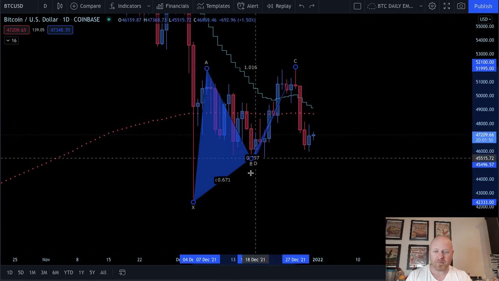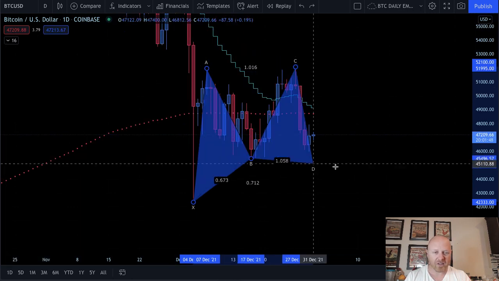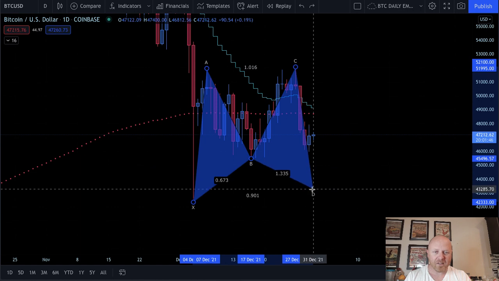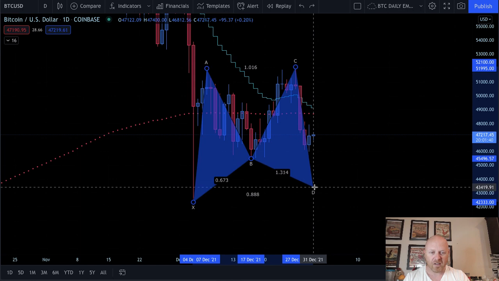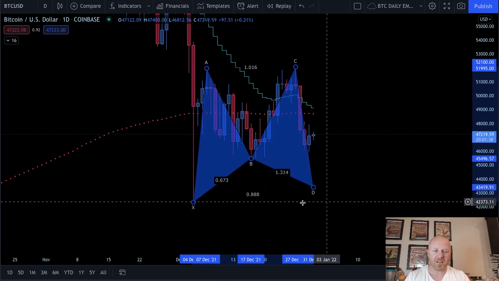And from there, let me turn the magnet back off. I got to look at my fib measurements here. This is a Navarro pattern. This has an entrance point at 886. The first entrance point, which is right here, roughly.